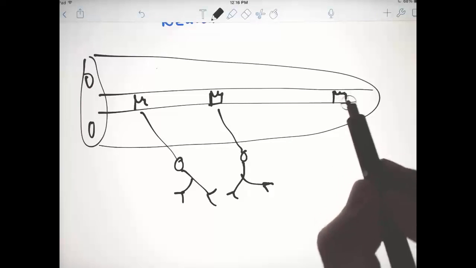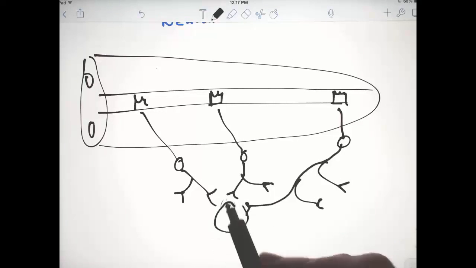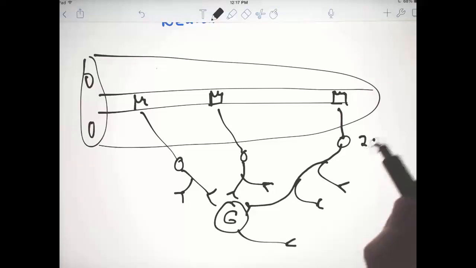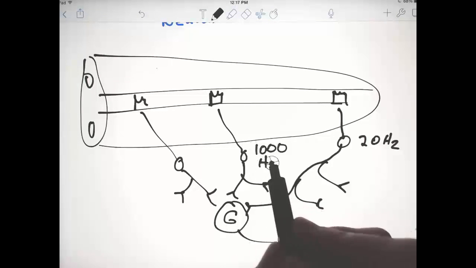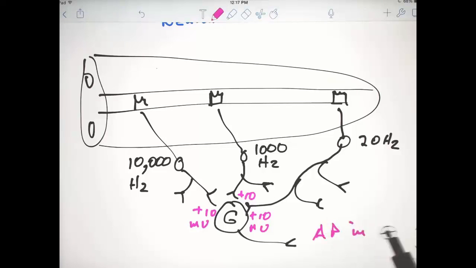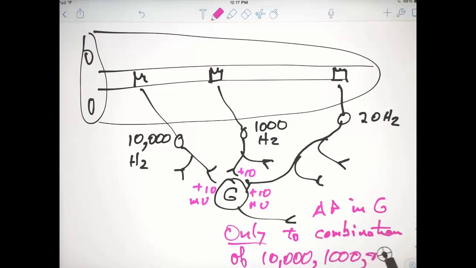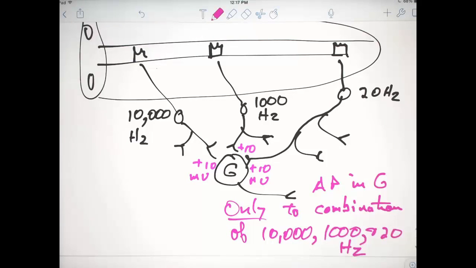So again, here are different hair cells. The ones closest to the two windows would be for high frequency sounds. And imagine a neuron G that is getting neurotransmitter from all three with 10 millivolts from each depolarization. If G is firing action potentials, that will happen only with a combination of sounds of 10,000 very high frequency, 1,000 medium frequency, and 20 low frequency.